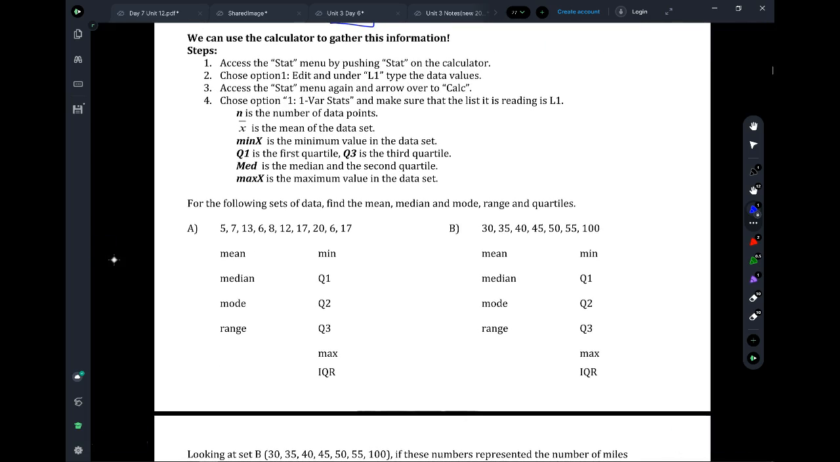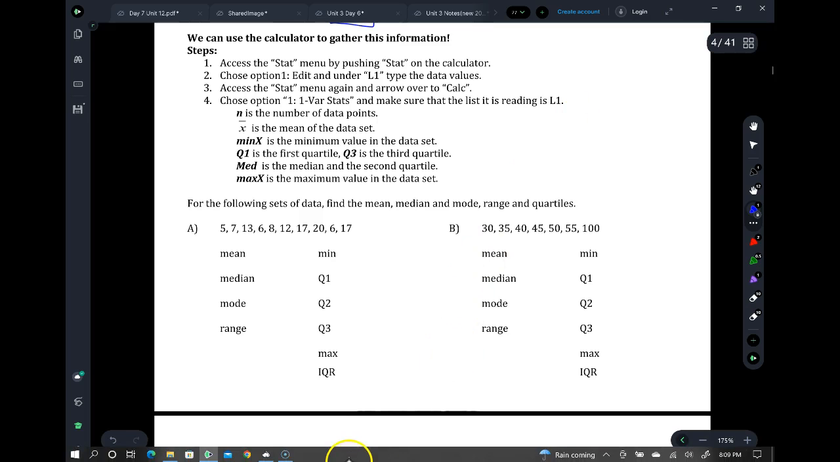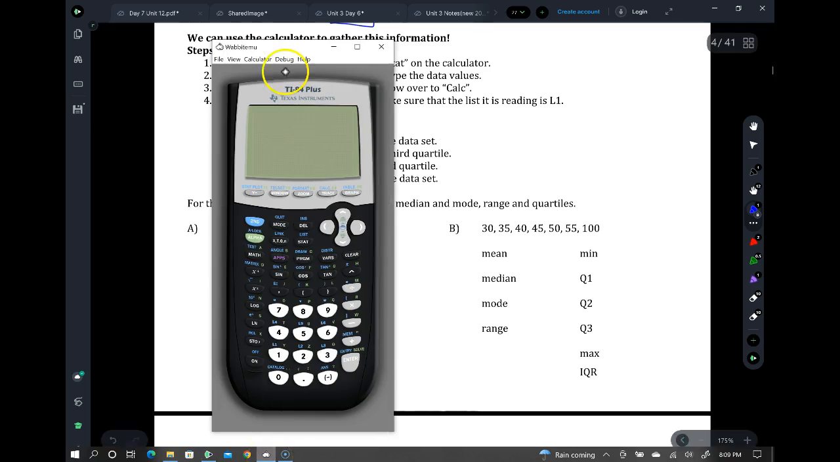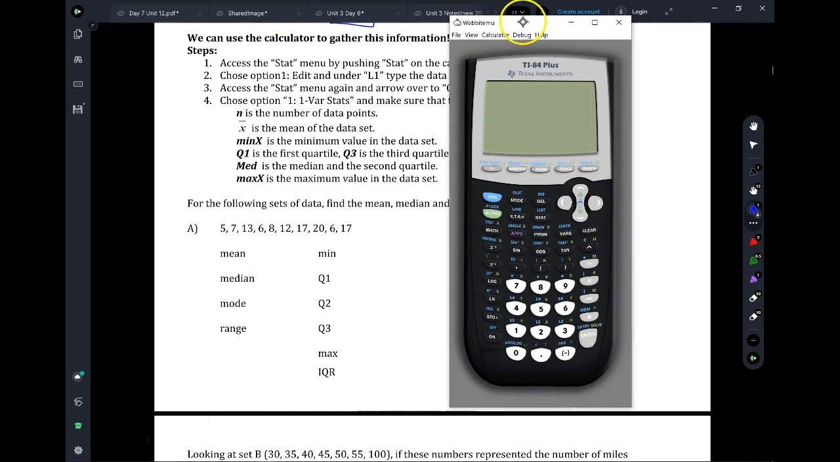So obviously I have all of the calculator steps listed out right here, so feel free to refer to those as needed. But it says for the following data set, we're going to use our calculator to find the mean, the median, the mode, the range, the quartiles, and then we'll calculate the range and the IQR and things like that. So if you guys could grab your calculators, I'm going to bring mine up right now. Pretty fancy, I know. And what we want to do is input this data.